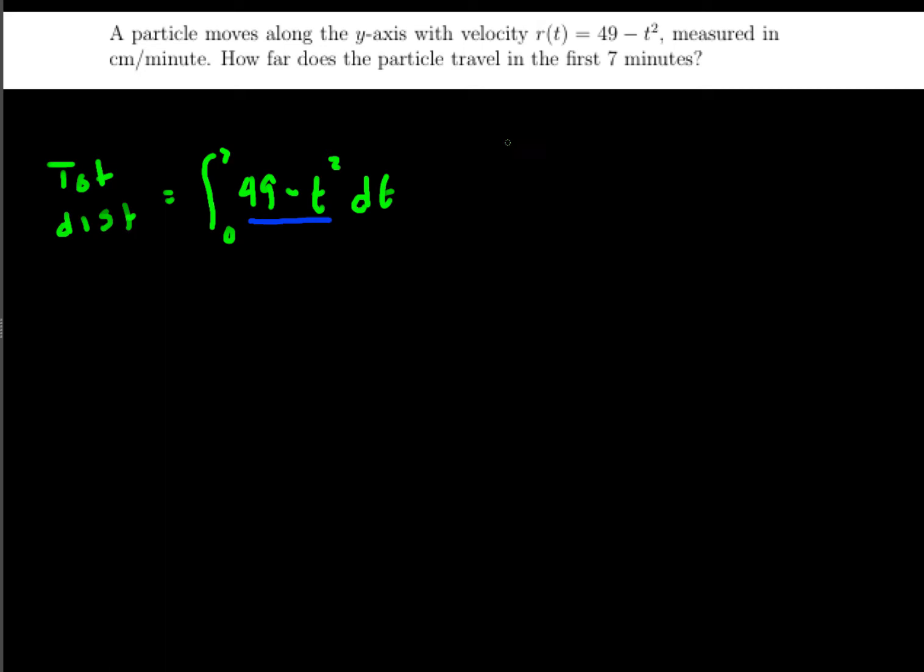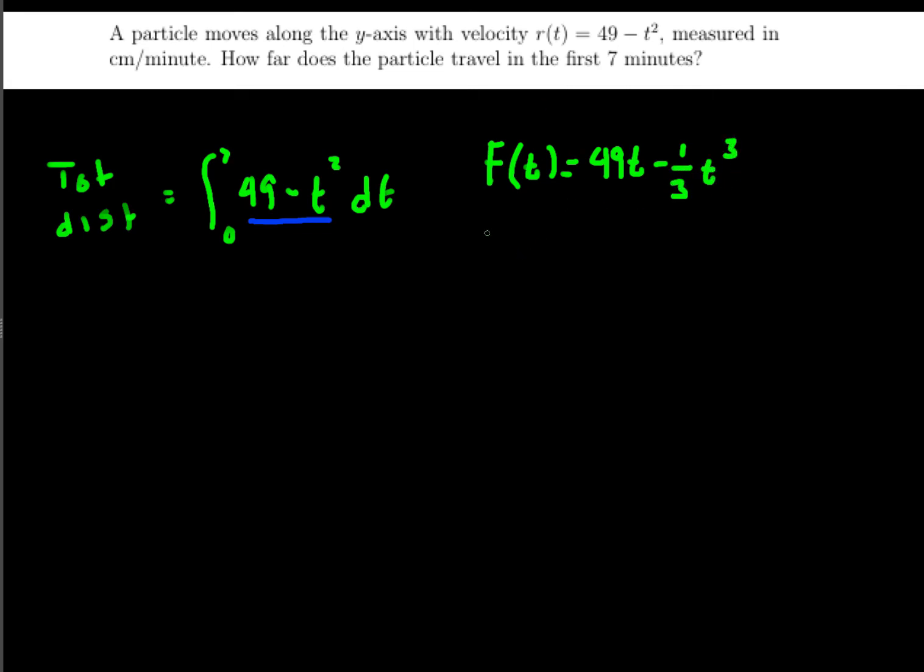We need some function f of t so that when I take its derivative, I'll get 49 minus t squared. Well, thinking about how derivatives work, we know we're going to have a 49t, since the derivative of 49t is 49. That would give us our first part. And then for the second part, we actually calculated the antiderivative of t squared in the previous video, and we know that an antiderivative of that form would be 1/3 t cubed.